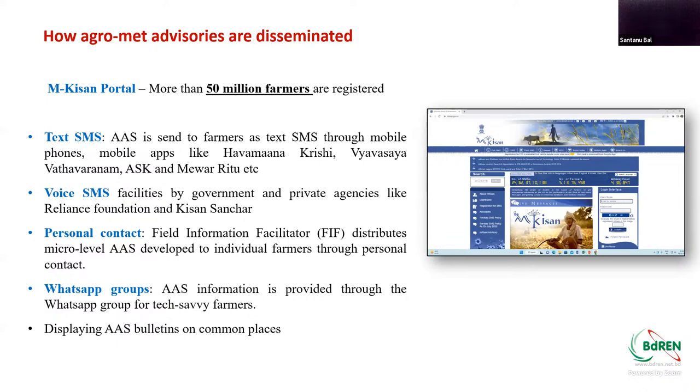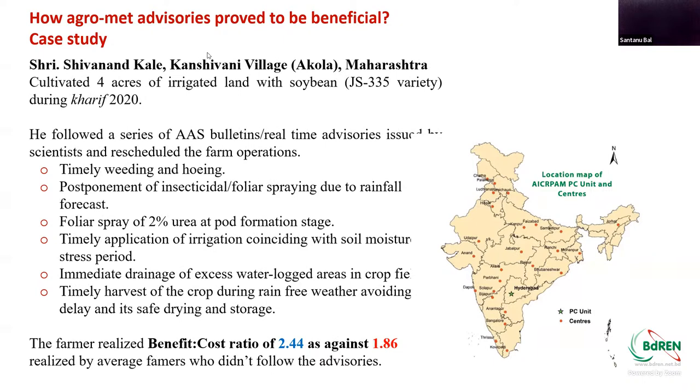And if we look at how agromet advisories are beneficial, recently there was a report by NCAER in India. There is one agency which estimated that due to this monsoon mission project and these agromet advisories, more than 50,000 crore rupees of benefit has been generated through this total program.